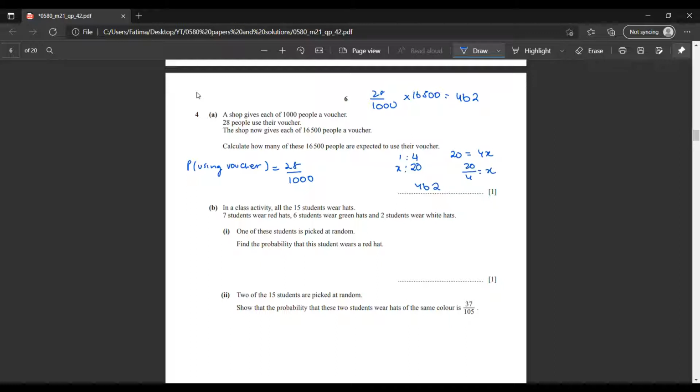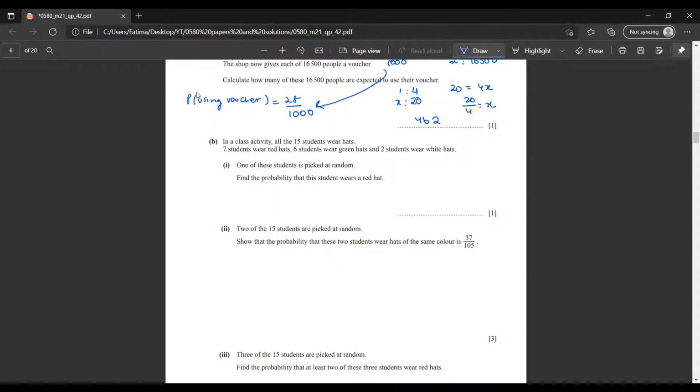In the same way over here, we had 28 people that used the voucher out of a total of 1,000, and in our next situation we had 16,500 and x as the number of people that would use the voucher. X would then be 16,500 upon 1,000 into 28, which is the exact same thing we're doing over here, and you should get the answer 462.